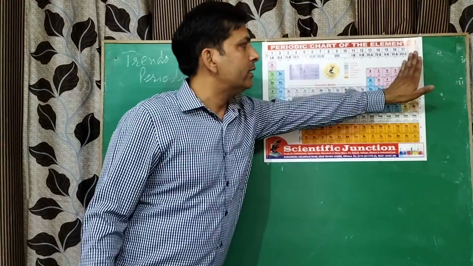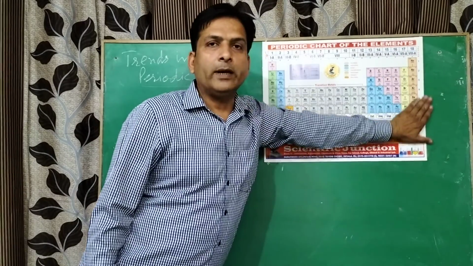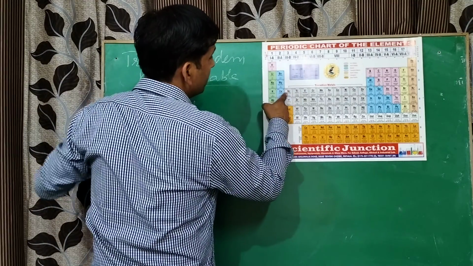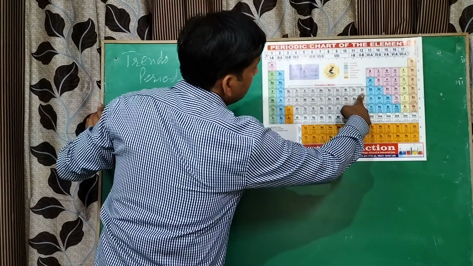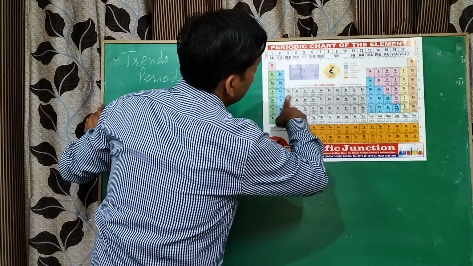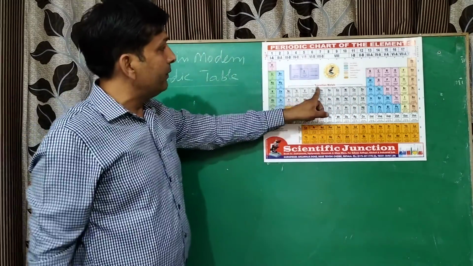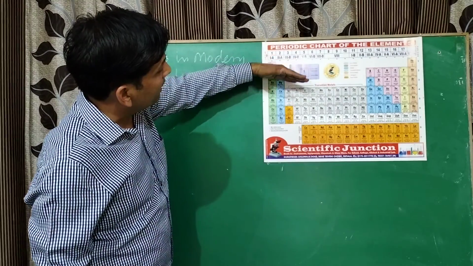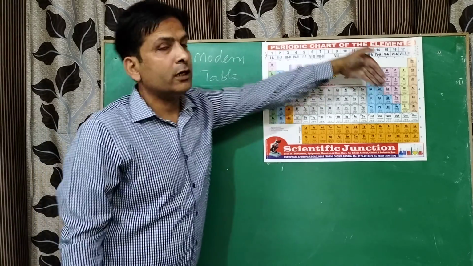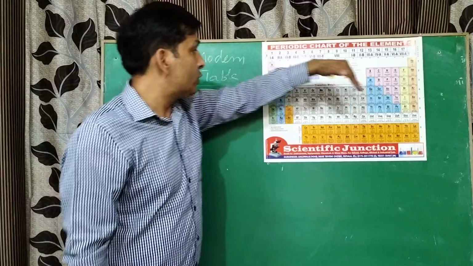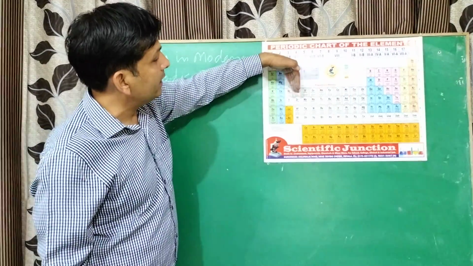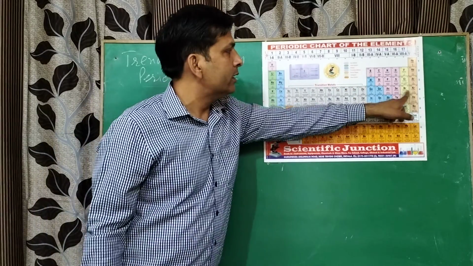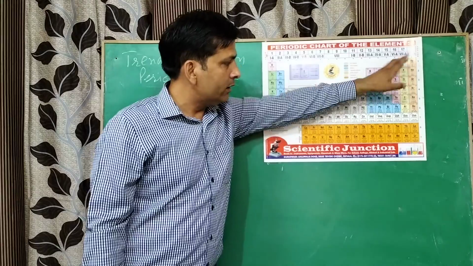On the extreme right there are what we call non-metals, and the elements from group number 3 to group number 12 are called transition metals. Why are they called transition metals? Because they show transition from metallic character to non-metallic character. Here the metals are there. When we go from this to this, the non-metallic character increases.